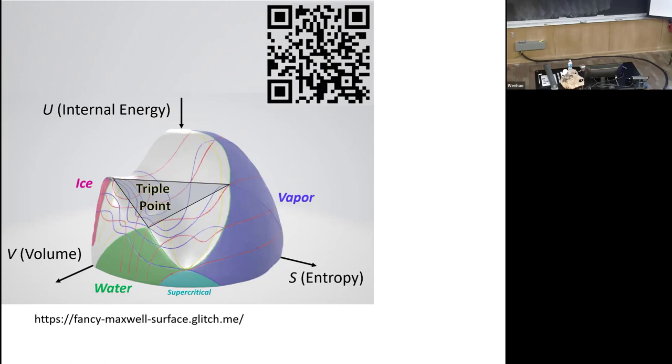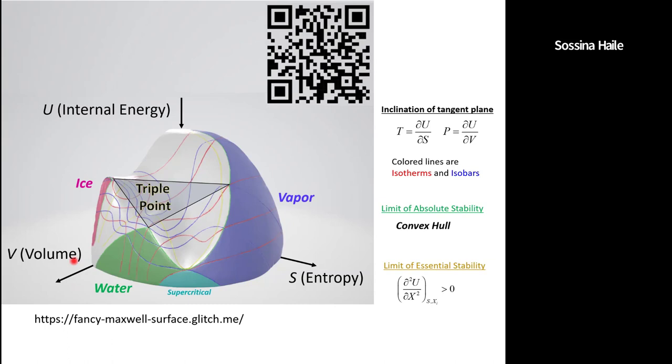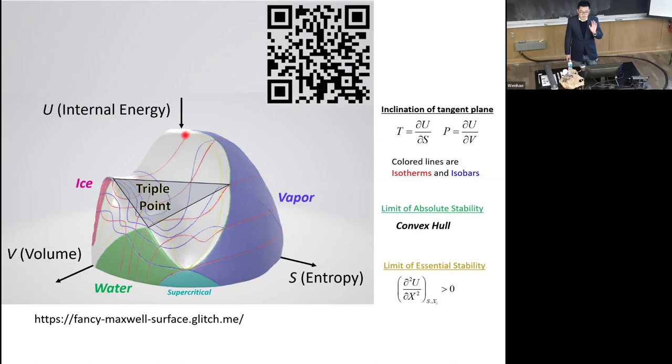But again, the important part is that the inclination of the tangent planes gives you the temperature and pressure. The colored lines here are the isobars and the isotherms. If I were to wrap a rubber band or a rubber surface around this, that gives you the convex hull, so that gives you all the possible equilibrium conditions. But the regions where it's still parabolic, that yellow line, it's a little bit hard to see, that's what's called the limit of essential stability. Those are the regions where it can be metastable. This is Gibbs's fundamental underlying geometric description for where phase diagrams come from.